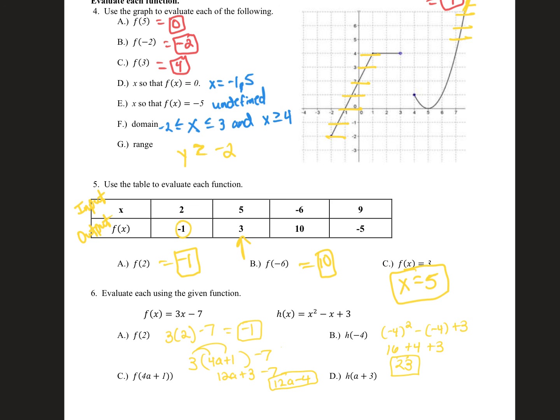And for our last one, we got h of a plus 3, so they're asking us to plug a plus 3 in for x. So we have (a plus 3) squared minus (a plus 3) plus 3. A plus 3 squared, you have to write that twice in FOIL. Remember what squaring means. Multiply it by itself. So if I FOIL this, I get a squared plus 6a plus 9 minus a minus 3 plus 3. The -3 and 3 cancel. We got a squared plus 5a plus 9 as my output.